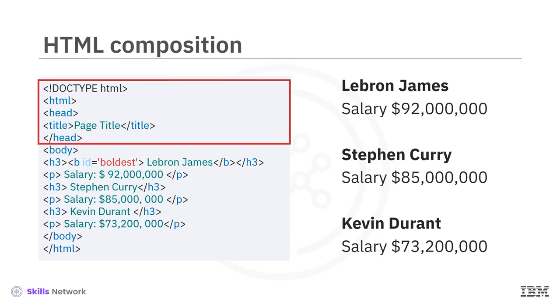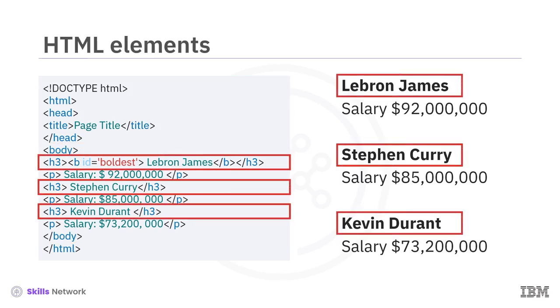The first portion contains the doc type HTML, which declares this document is an HTML document. HTML element is the root element of an HTML page, and head element contains meta information about the HTML page. Next, we have the body. This is what is displayed on the web page. This is usually the data we are interested in.